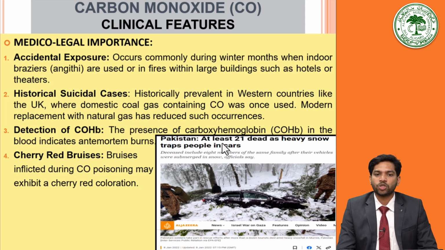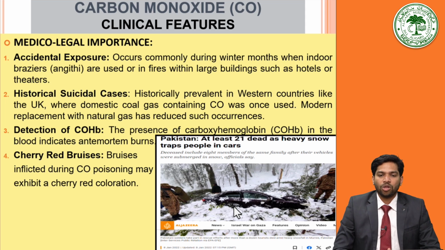In Pakistan, at least 21 people died due to the heavy snow that trapped the cars in that region. You can see the car was trapped because of heavy snow. There was a long queue of cars that all got trapped, and basically around 21 people died. Although the reasons being given were hypothermia and all those, another important reason associated with this case or similar types of incidents is that when the exhaust pipe gets blocked, the carbon monoxide seeps inside the car, and the car must have been closed, the heater must have been on, and all those situations might be there.